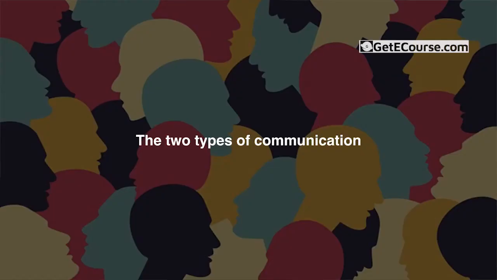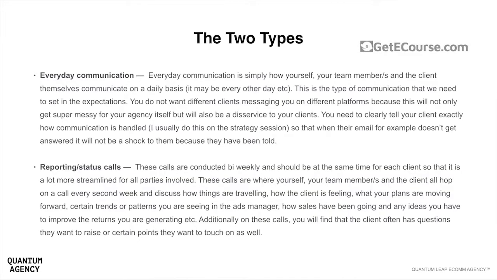The two types of communication. So as I say, everyday communication. Everyday communication is how yourself, your team member or team members, if you've got a couple, and the client themselves communicate on a daily basis, okay? It may be every other day, on a daily basis, just like a figure of speech. It doesn't literally need to be every single day. And so this is the type of communication that we need to set up in the expectations. As I was touching on in the previous module, this is the communication that only stays within Slack, okay?